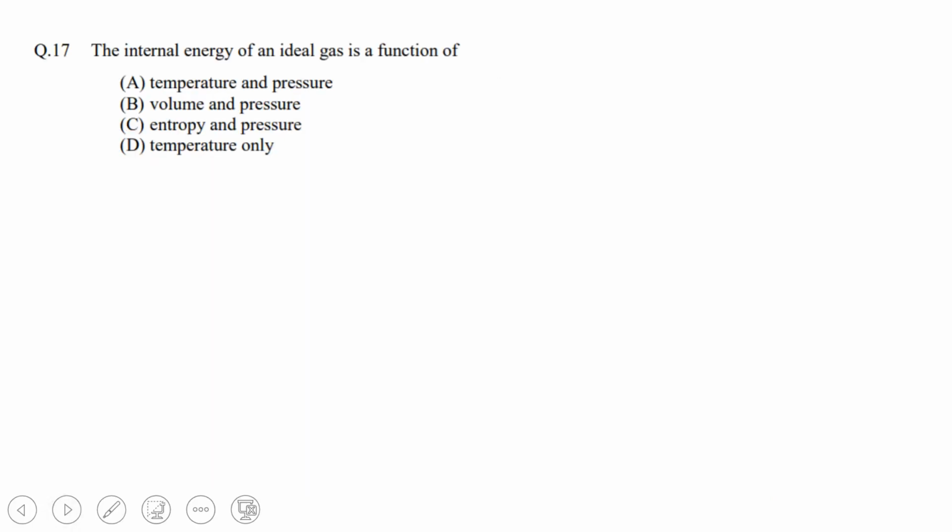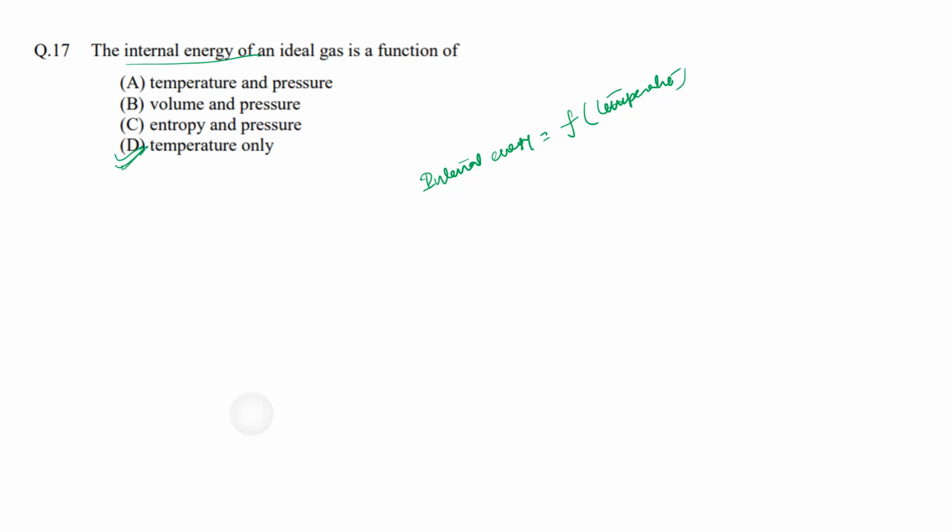The internal energy of an ideal gas is a function of? Here it is asking about just the internal energy. Remember that internal energy is a function of temperature, and it is only a function of temperature. It does not depend on the pressure, or the volume, or the entropy as given in the other options. So it will only depend on your temperature.